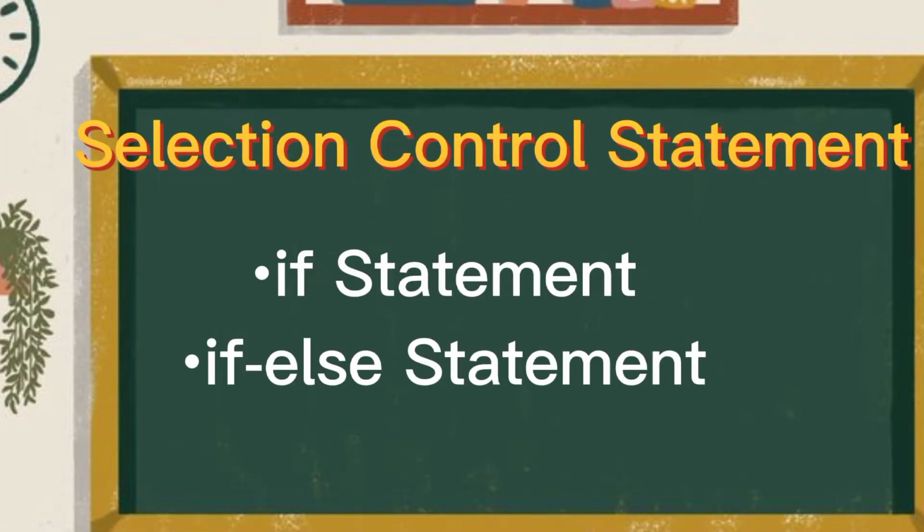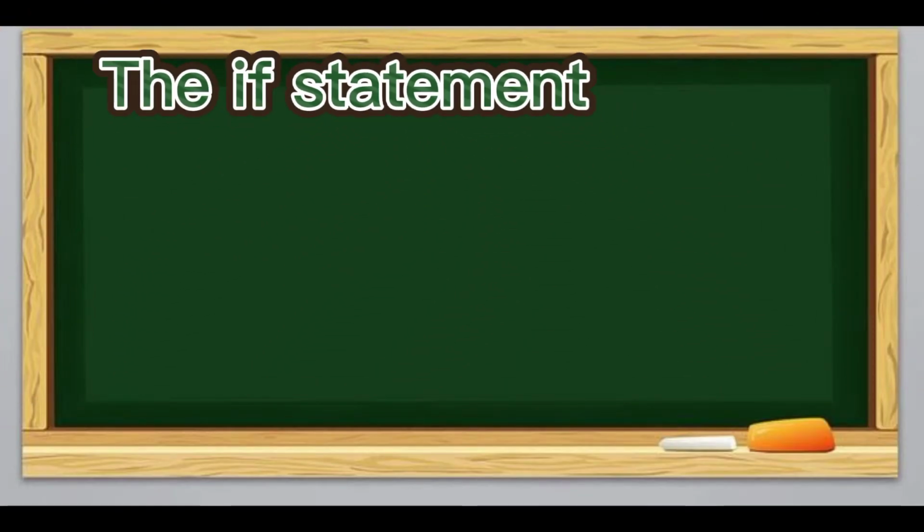Selection control statement: if statement, if-else statement. Selection control statements are conditional control structures in C++ that are able to select between two or more decision paths and are implemented using if, if-else, and switch statements. The if statement. The if statement is a single selection statement used in C++ to execute a block of statements only when the condition is true.